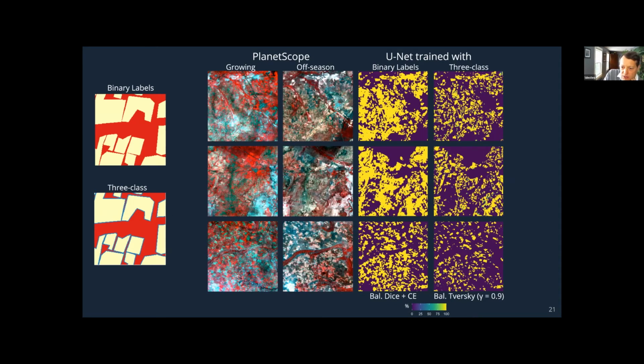And you can see the difference in the predictions between these 2 approaches. The binary labels on the left, sort of the third column, and the 3-class trained model, that's the interior field class resulting from that model. And you can see it starts to break up the fields into what are clearly recognizable objects within these images, which helps us get a much better segmentation.